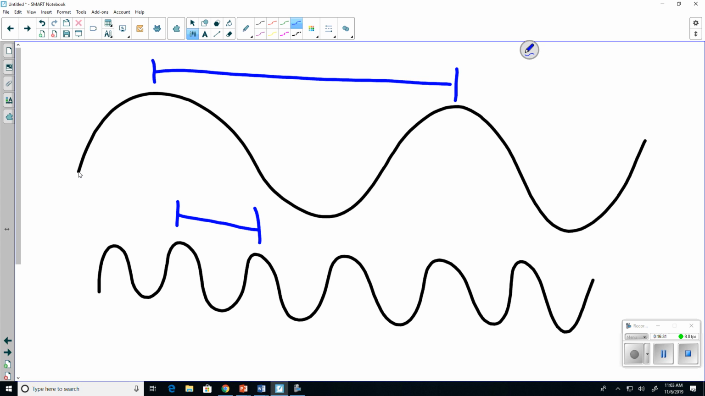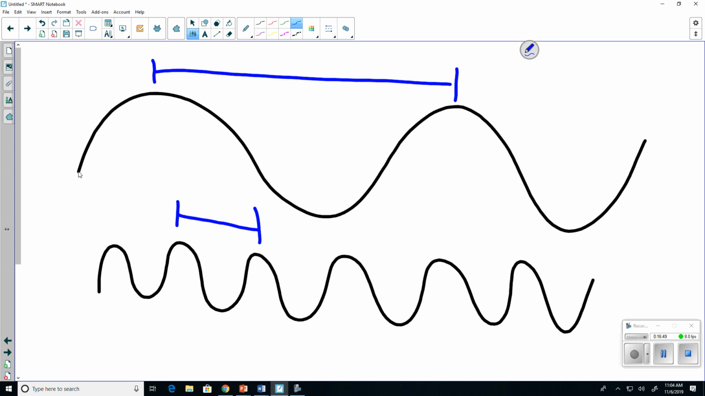Bottom, right? It happens more often. There's more waves per space. So we have what's called an inverse relationship between wavelength and frequency. Longer waves occur less often. Shorter waves occur more often.